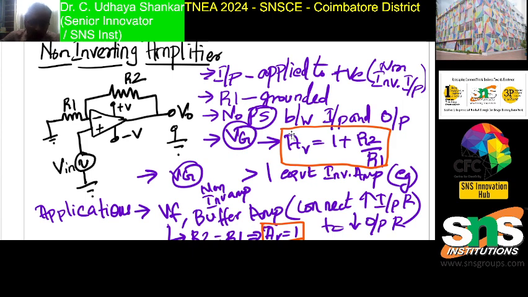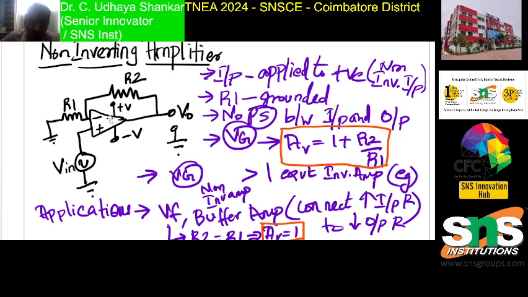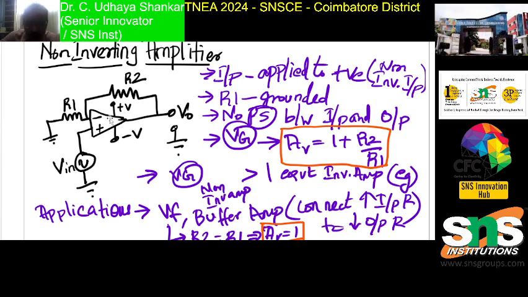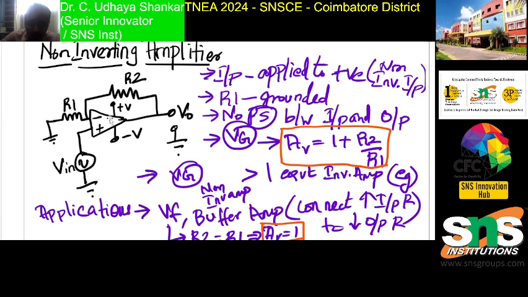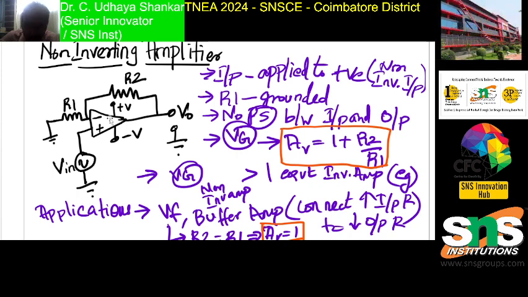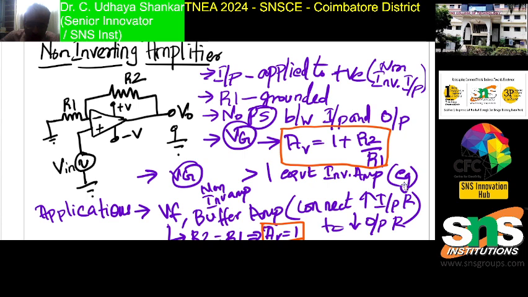For example, if the same circuit is used as an inverting amplifier and as a non-inverting amplifier, and if the inverting amplifier has a voltage gain of 10, then the non-inverting amplifier will have a voltage gain of 11. That is 10 plus 1 equals 11. So it will always be greater than 1. The voltage gain is always greater than 1 when compared to the inverting amplifier.